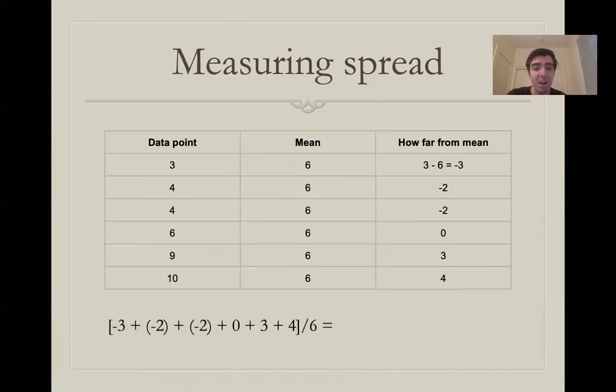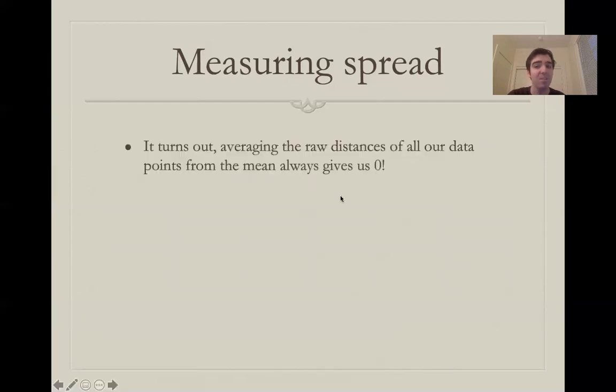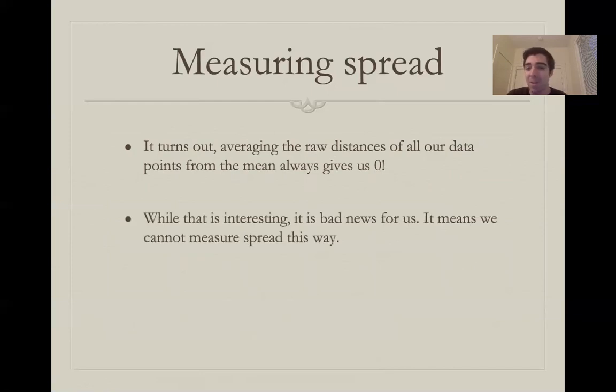What you're going to find is if you take the -3 plus -2 plus -2 plus 0 plus 3 plus 4, all of those added together divided by 6, the number we had, the average distance is 0 divided by 6 equals 0. That's kind of weird. This measure of spread that we were just constructing gave us 0. It said that there's 0 spread. Ugh, that's not great. It turns out that this is a unique property of the mean. If you take every data point and figure out how far that data point is from the mean and add all those differences up, you're always going to get 0. Which is kind of cool and interesting, but it's bad news for us.